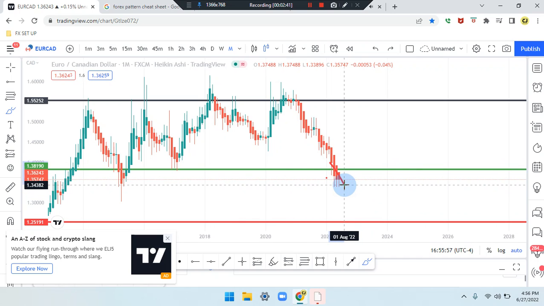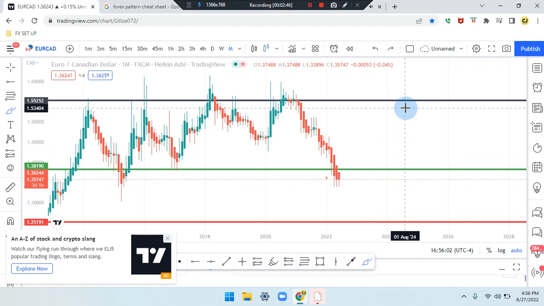So that would be the first leg. We're looking for the second leg to come up in green, come back to retest to work its way up further with some type of incline W.